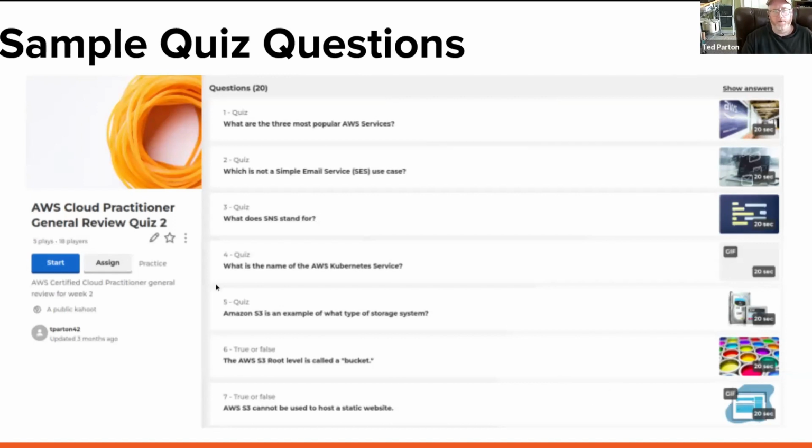From the quiz 2, there are things like, what does SNS stand for? What is S3? Or, Amazon S3 is an example of what sort of storage? I'm not sure if you can see or not, but it says on the side a number of seconds. That's how many seconds people have to answer the question.